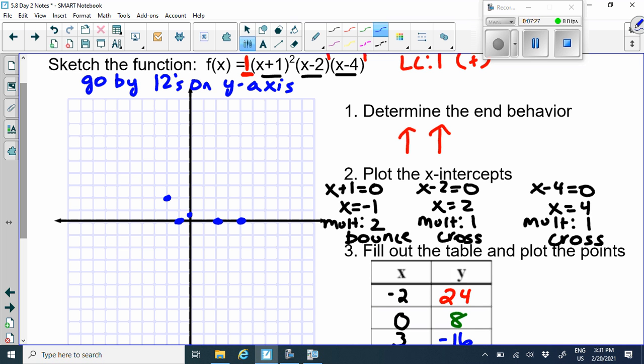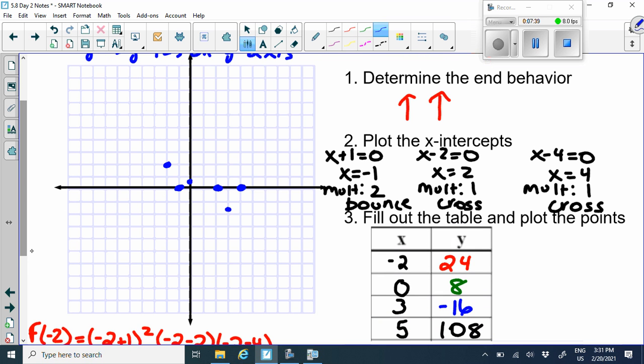Then I have 3, negative 16, so I go down 12, and the next one is 24, so I'm going to just put it in between the negative 12 and negative 24. And then lastly, we have 5, 108. So there, oops, we should go up all the way. There would be one more at 9. Okay, yes. So 12 times 9 gives us 108.